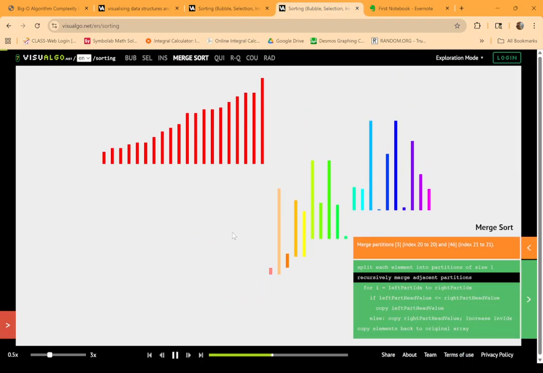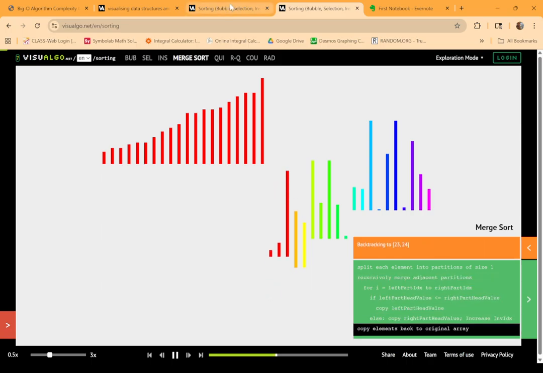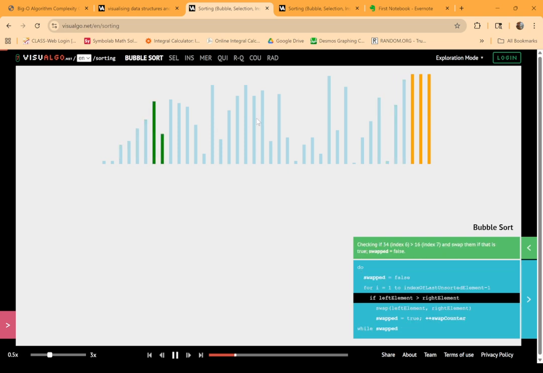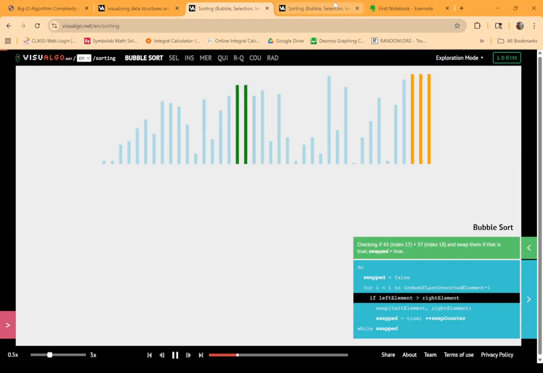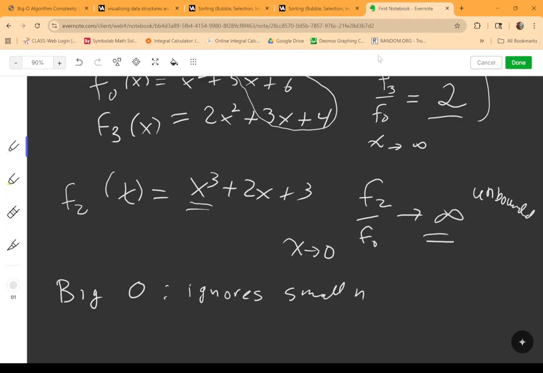You can see it moving faster. I sped up the speed, but you can see even at this rate how much better the merge sort is at doing this than, as we can see, even the bubble sort, even though it is moving at a faster pace. Its growth rate, it's not close to getting there. All right, so back to our big O, it ignores small n and constant multiplicative factors.